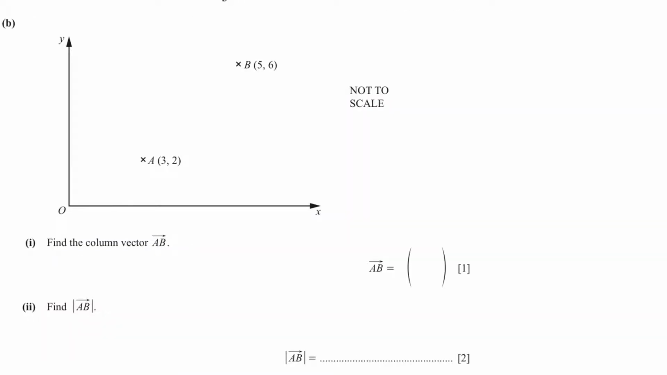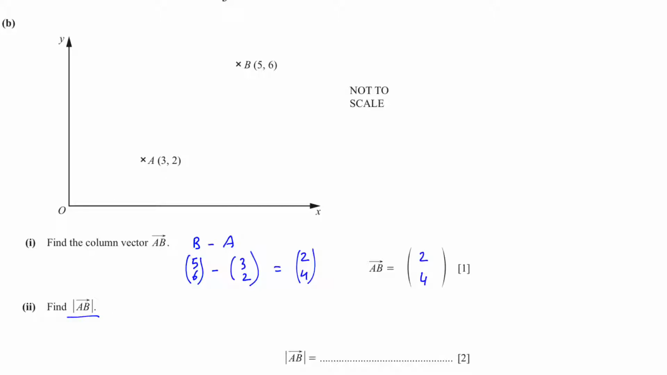In part B, we have been given 2 points, A and B. The coordinates have been given to us. B1, find the column vector AB. To find the vector AB, we have to subtract A from B. Write in column vector B, 5 over 6, subtract A, 3 over 2. 5 minus 3 is 2 and 6 minus 2 is 4. Therefore, the column vector AB is 2, 4.